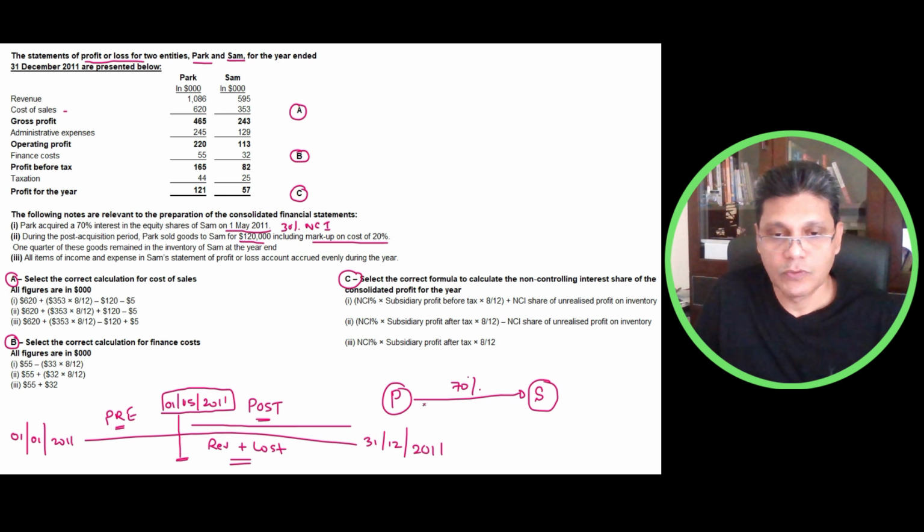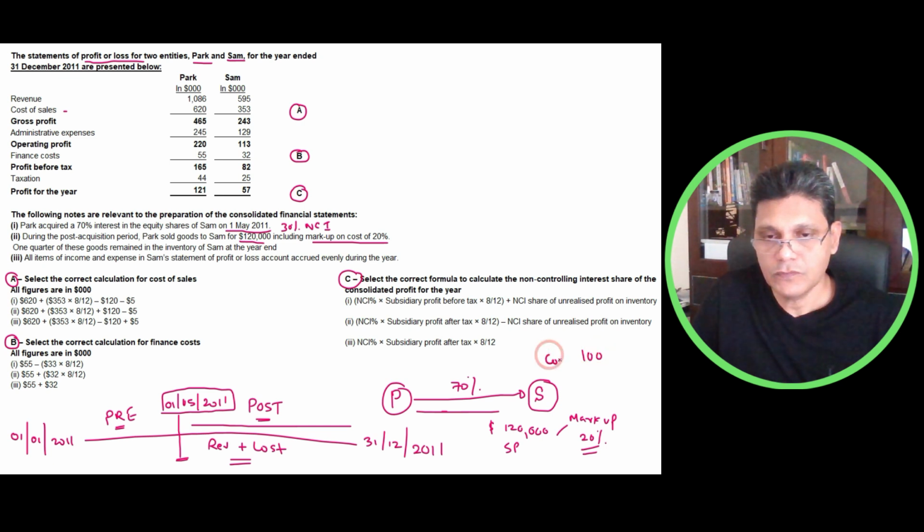Okay, so P has sold goods to S, $120,000, and the profit margin, that is markup, is 20%. So markup 20% means what? It is on the cost, but this is the selling price. So therefore you can't directly apply 20% to identify the profit margin. So in that case, what you should do, basically if you take your cost as 100, the markup is 20%, which is 20. Your selling price will be 120.